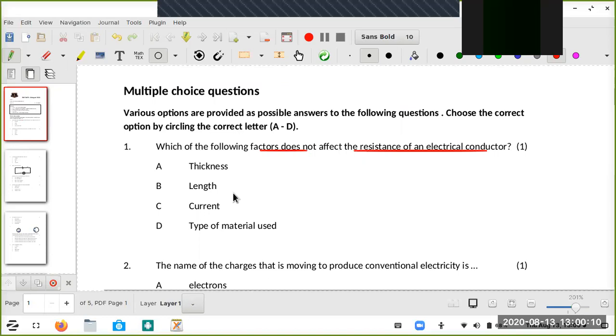From the options, we have thickness, which is a factor, and length, which is a factor. Current was not mentioned as a factor when we talked about factors affecting resistance. Then type of material, yes, under resistivity. So three factors are mentioned here, and the fourth one is current, which is not a factor. So which of the following factors does not affect resistance? It's current, which is C.